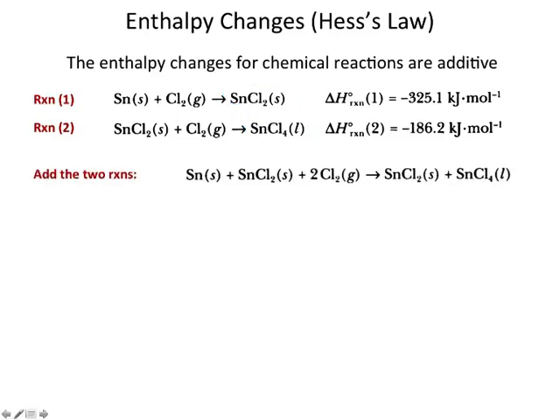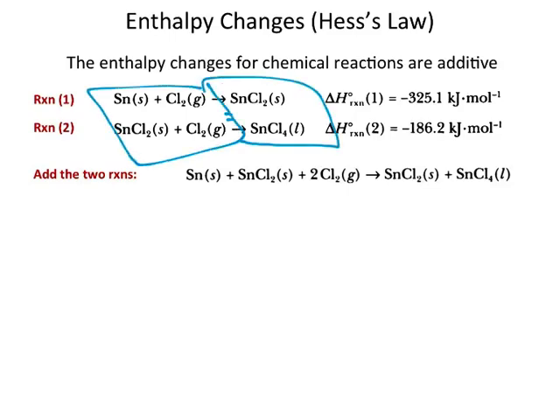Okay, so let's try adding these two reactions together. So you can add chemical reactions just like you add mathematical equations. You treat the reaction arrow like it's an equal sign, and then you add everything that's on the left and put that on the left side of the arrow, and you add everything on the right, put that on the right side of the arrow. So we're going to take the tin 2 chloride, and then 2 molecules of chlorine gas, and put that on the left, and then we take tin 2 chloride and tin 4 chloride and put that on the right.